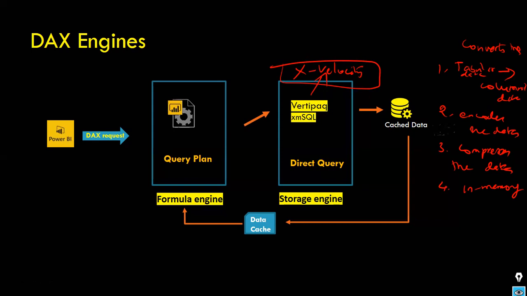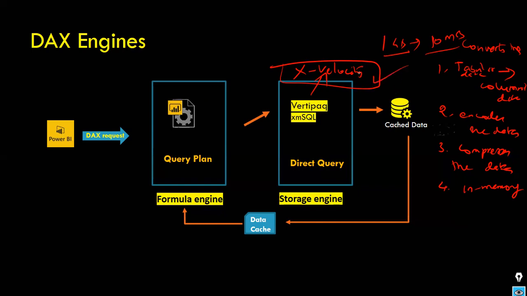For example, your data file size is 1 GB. But when it is loaded into your Power BI memory, it will get compressed to a size 10 times lesser than this. So let's say it will be 10 MB. The original file is 1 GB, and after compression it will be very small. Loading this data into memory will not take much time, and it will not consume too much memory also. That is the beauty of X velocity.